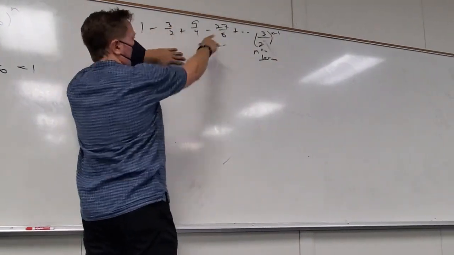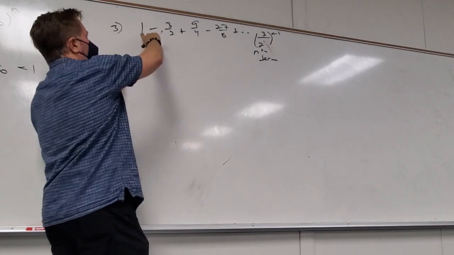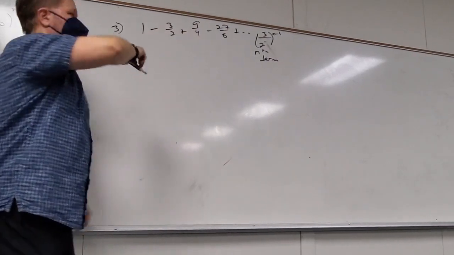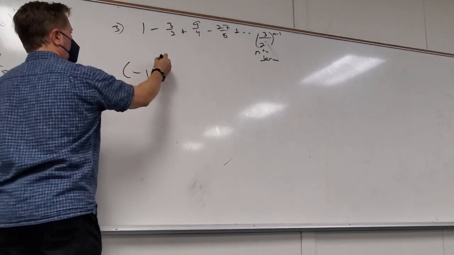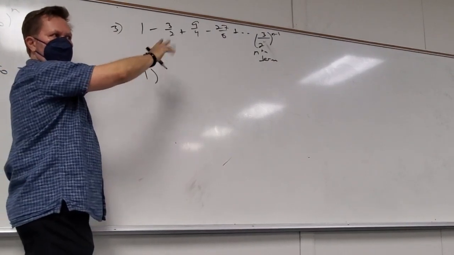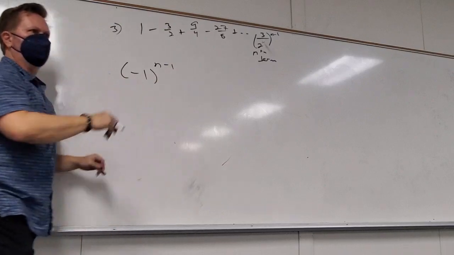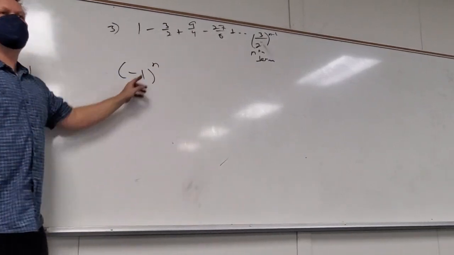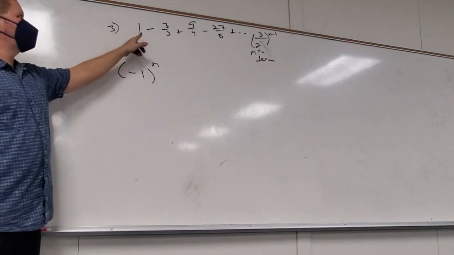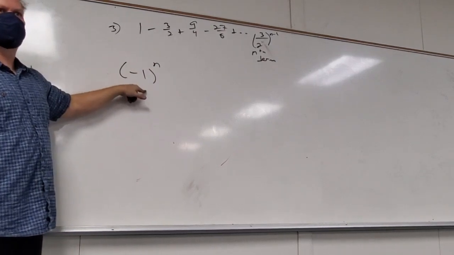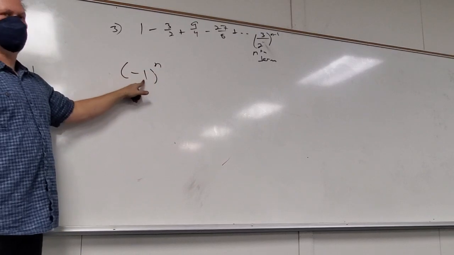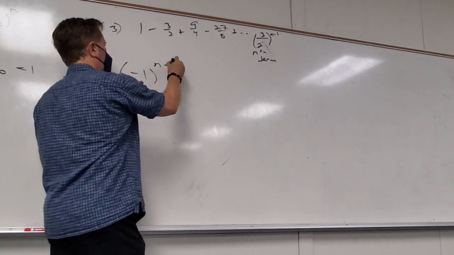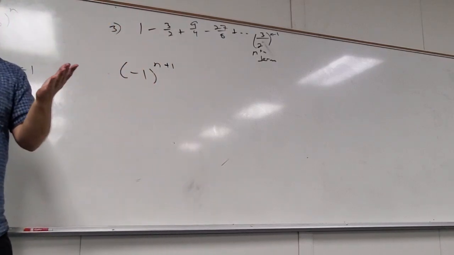Yeah, the plus minus part, right? So the first term is positive. The next term is negative. So that's going to be negative 1 to some kind of power. If it was negative 1 to the n, if n is 1, do I get the right sign? If n is 1, what sign do we get? Negative. And it's supposed to be positive. So then you can just do this or that. It doesn't matter. You see what I'm saying?